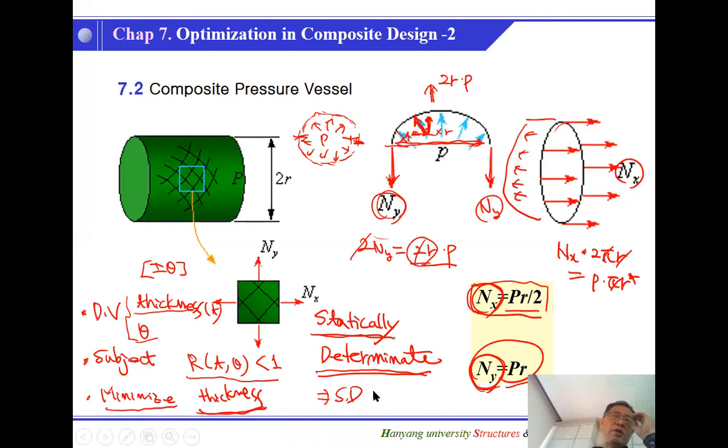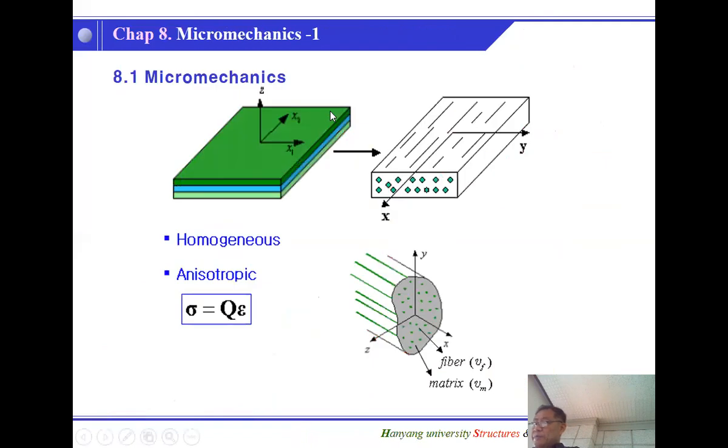In your homework, what you did was that you plotted R as a function of theta, and you got this value, and this is the optimal theta value, which was 55 degrees, right? Okay, this is one typical optimization problem in composite structures.